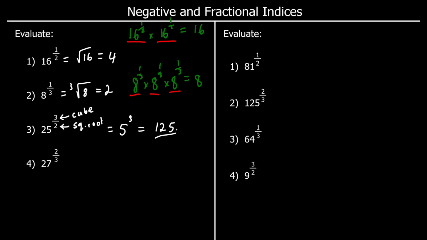And question 4, it's 27 to the power of 2/3. 3 on the bottom, that's a cube root. And a 2 on the top means square it. So we're cube rooting 27, that's 3, and then we're squaring it, that's 9. Okay, some for you to try, so give these a go.